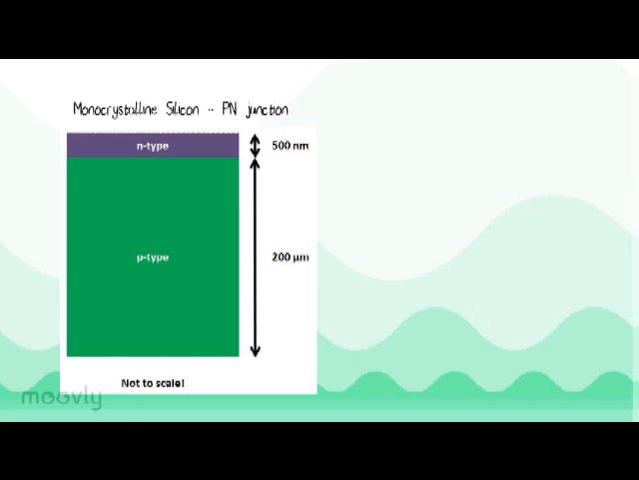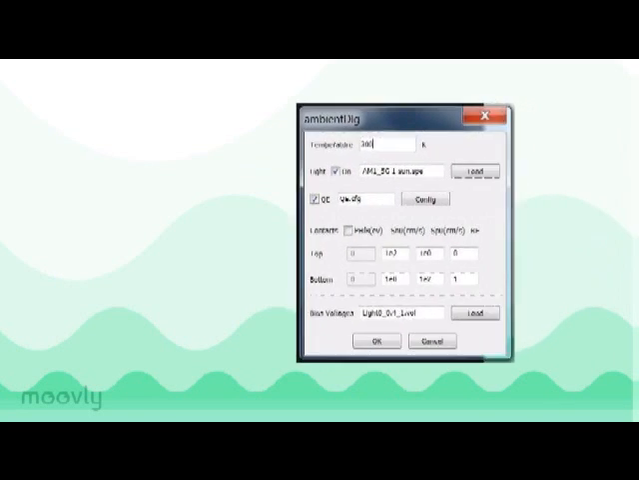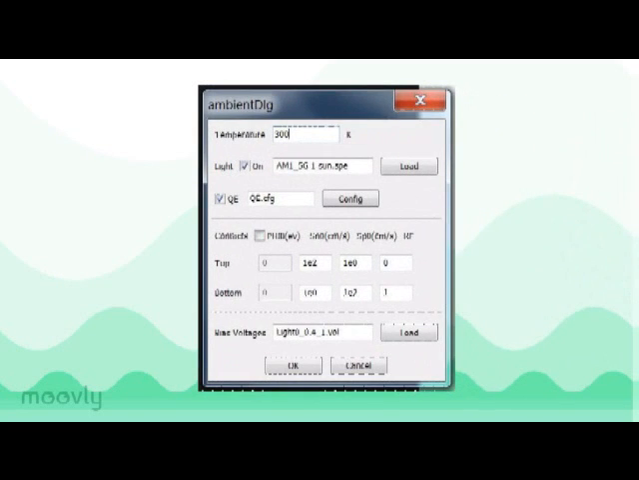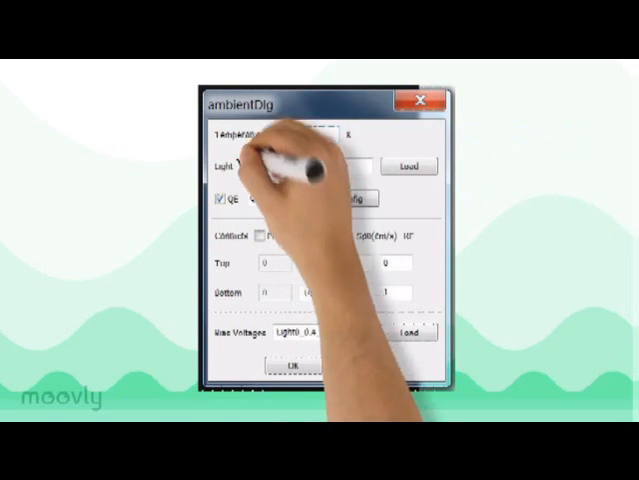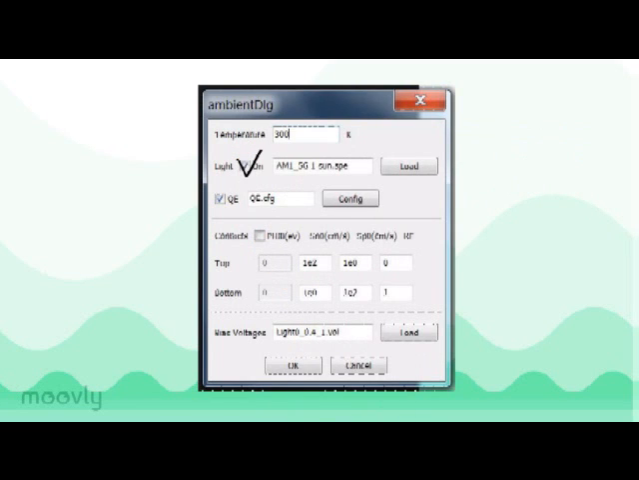First, let's look at some input parameters that we will keep constant, because they are not really material dependent. Under the Ambient tab, we will keep the temperature at 300 Kelvin. We also want to turn on the light and select our incident spectra file to be AM 1.5. We can also check the quantum efficiency box and select the QE file that is used to select a range of wavelengths at which quantum efficiency is calculated.